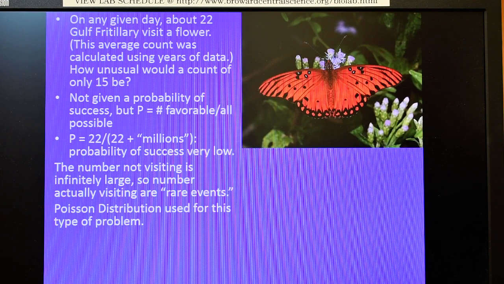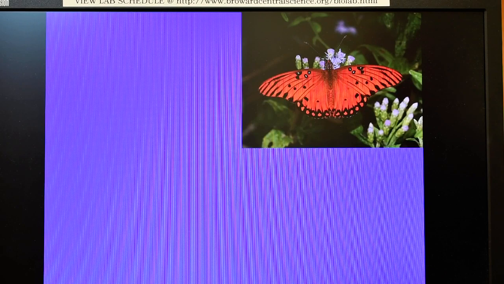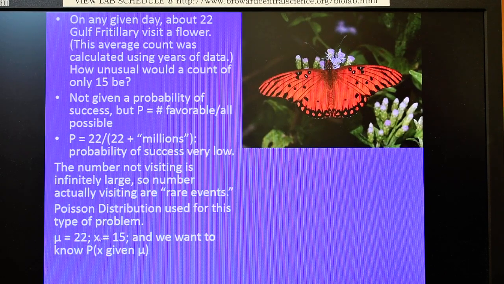All right, so here we have the parameters we're working with. What we want to know is, given that 22 come to the flower on an average day, how unusual would a count of 15 be? We can think of the 22 as our average rate of success, and 15 as our data, or our observation on a given day.